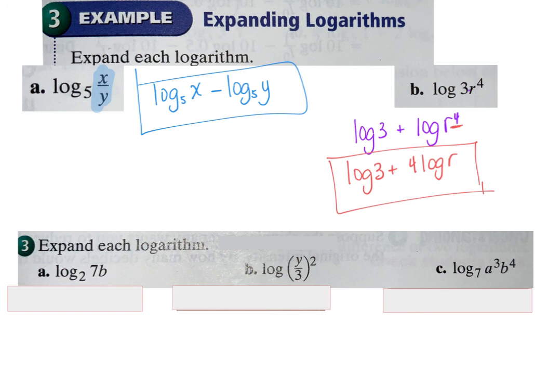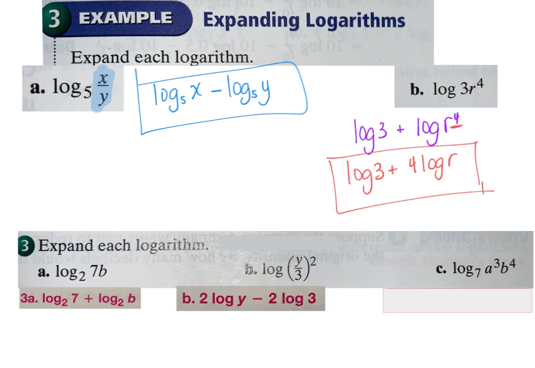Check your work. You can expand the first one with the product rule. Log base 2 of 7 plus log base 2 of b. The second one, this one you would do the power rule first because it applies to both of them. Or you could say y squared over 3 squared. But it's going to be 2 log of y minus 2 log of 3. That exponent applies to both of them when it's in the parentheses.